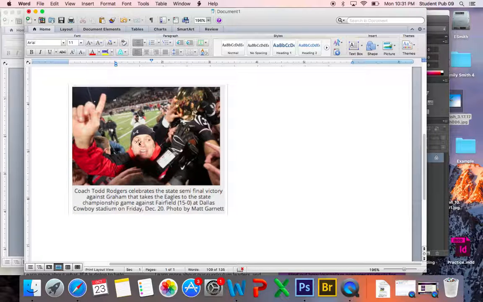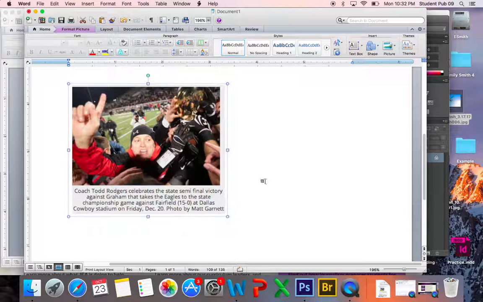Here's an example of somebody's photo that I borrowed from this other handout. They start with identifying, and they say Coach Todd Rogers celebrates the state semifinal victory against Graham that takes the Eagles to the state championship game against Fairfield, who are 15-0, at Dallas Cowboys Stadium on Friday, December 20th. It would have been really nice to have a quote. You don't need to put "photo by" because it's going to be in your file info. I'd like to point out the way that they shortened December to Dec. with a period, because that is AP style.